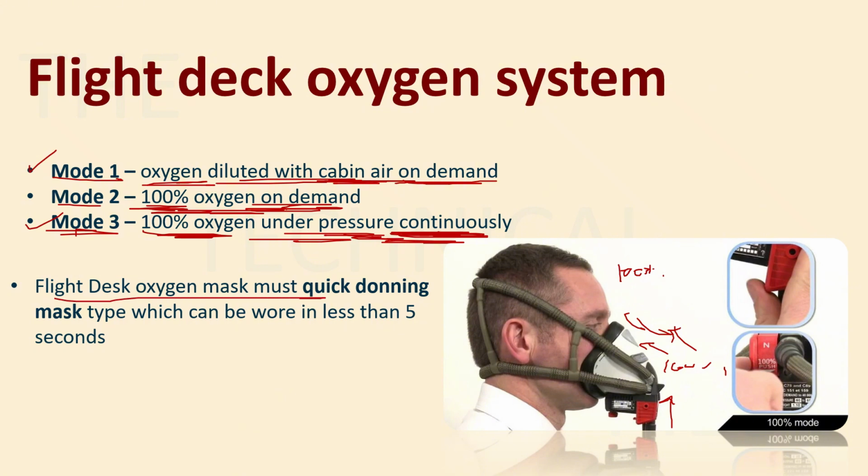Flight deck oxygen system must be a quick donning mask type, which can be worn in less than 5 seconds, right? So this mask that you're seeing here is a quick donning mask. We'll see how the pilots wear these kinds of masks. A quick donning mask is just a mask which can be worn in a very, very short amount of time, because obviously the pilots need to do a lot of things, so they can't waste their time wearing the mask, right? So again, we'll see how the quick donning masks are actually worn by the pilots.